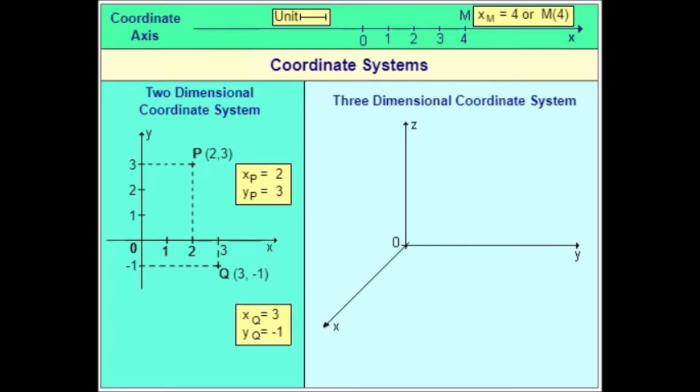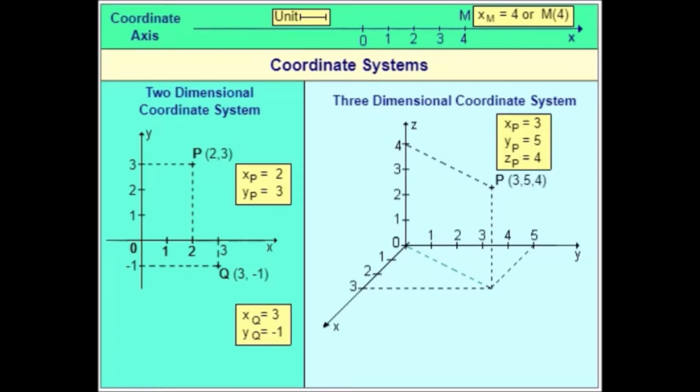A three-dimensional coordinate system consists of three mutually perpendicular axes of coordinates, OX, OY, and OZ. The position of any point P in space is given by a set of three numbers, x, y, and z. We say that we are living in a 3D universe because the position of any point can be uniquely designated by a set of three numbers.